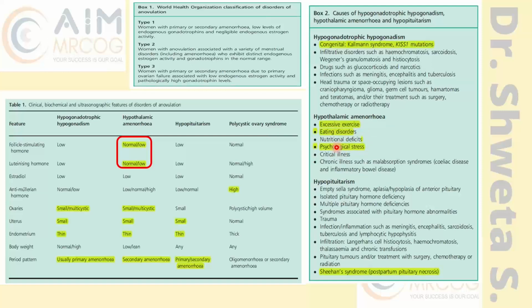How to choose hypothalamic, even with normal FSH and LH? Because it will become low later, but in the beginning, it will be normal. So sometimes they will give you this scenario to confuse you and to make your life more difficult. Clear? Clear, all of you?